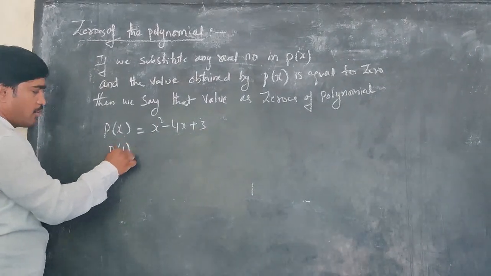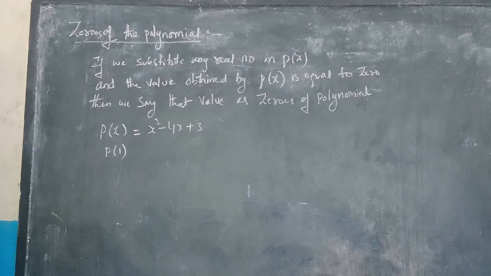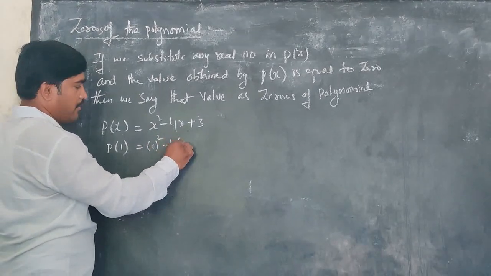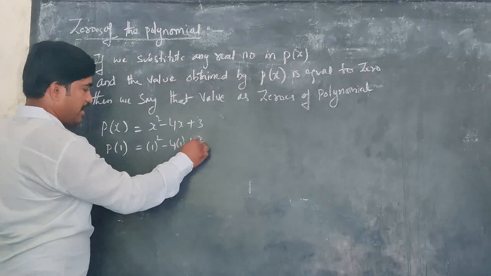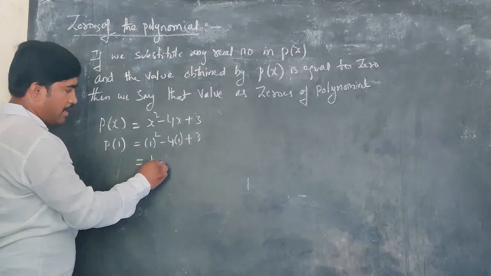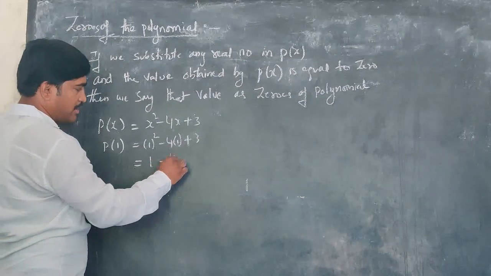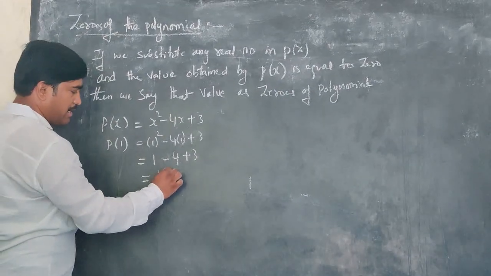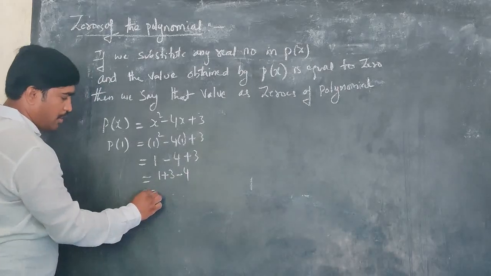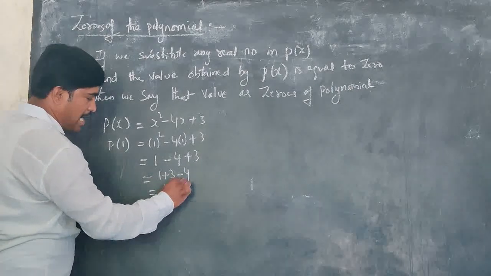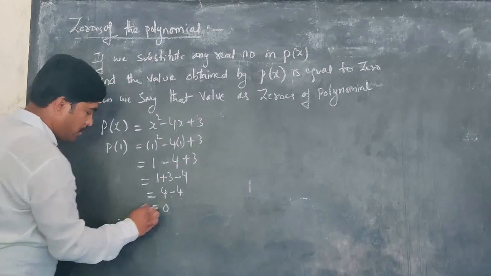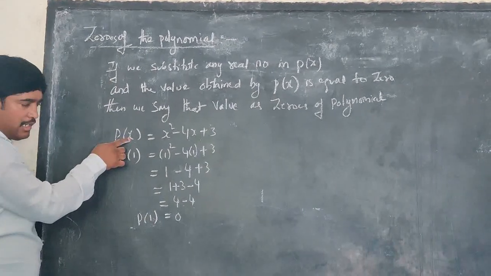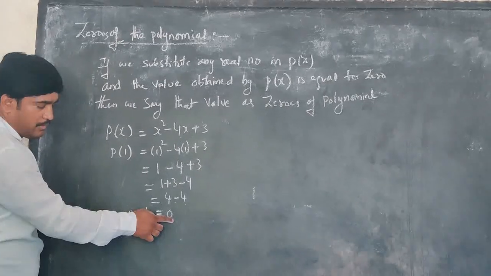Now if I substitute 1, what happens to this one? Just check it out. 1 square minus 4 into 1 plus 3, nothing but 1 square is 1, minus 4 ones are 4, plus 3. Now add the positive numbers: 1 plus 3 is 4, and 4 minus 4 is 0. Now when I substitute 1 in this polynomial, the value is equal to 0.